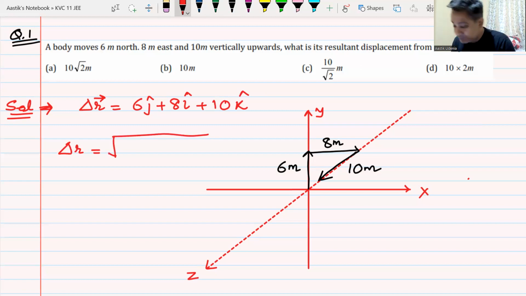Distance formula here. Plus 10 square. Well done. 6 square plus 8 square plus 10 square. That is the answer, my dear friends. So which is the option correct? A, B, C, D? A. A is the correct option.